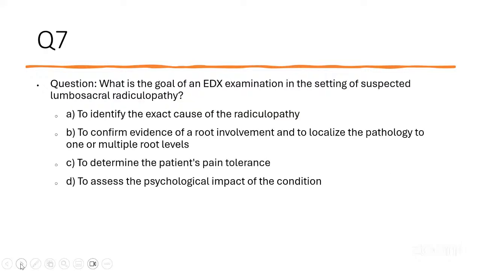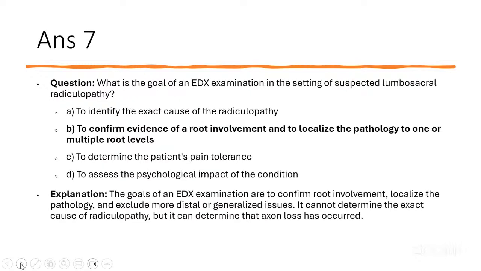What is the goal of electrodiagnosis in the setting of suspected lumbosacral radiculopathy? This we have already done. Sorry, it has come again. It is to confirm the root involvement and to localize the pathology to one or multiple root levels. I was telling you there are some root collateral nerves in the lower limb. Now, what are those root collateral nerves, and what do they supply in the lower limb of the lumbosacral plexus?